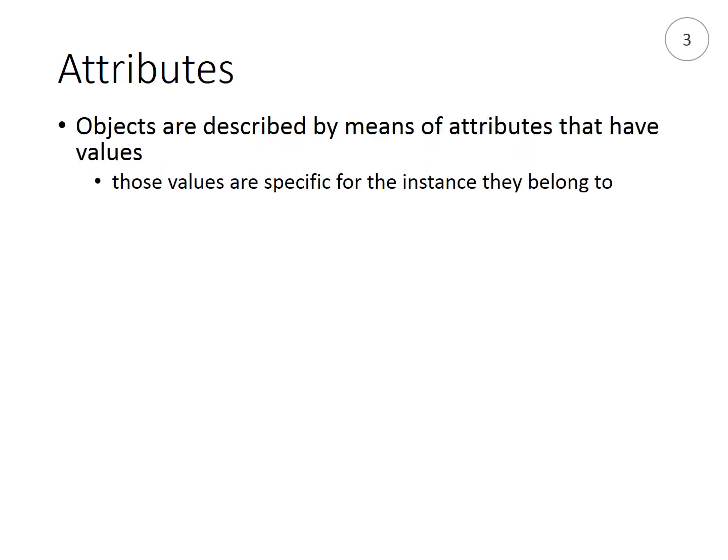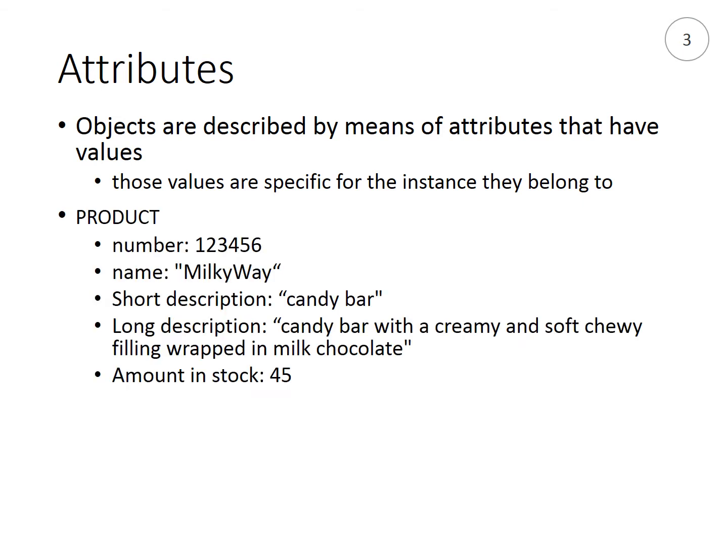So objects are described by means of attributes, and each of these attributes can have a value. And the values are specific for the instance they belong to. So for example, student has an attribute name, and each individual student has a value for the attribute name, like John or Lisa or Pete.